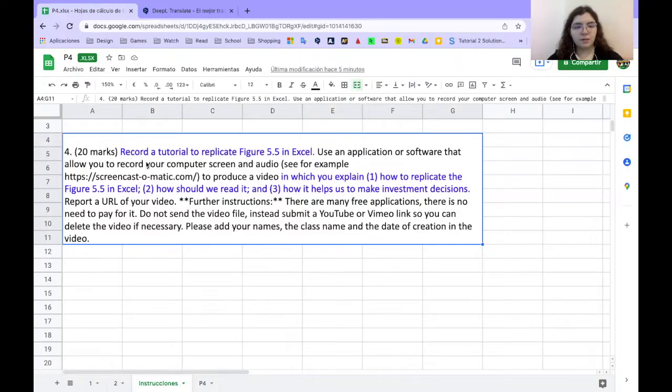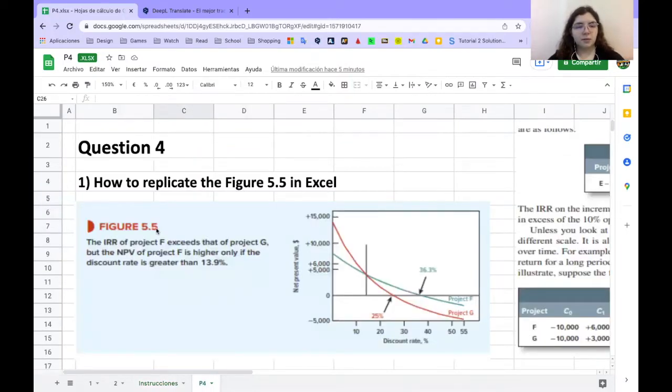It says that we have to record a tutorial to replicate figure 5.5 in Excel, in which you explain first how to replicate the figure, second, how should we read it, and third, how it helps us to make investment decisions. And well, let's begin with point 1, and this is the graphic we have to replicate.